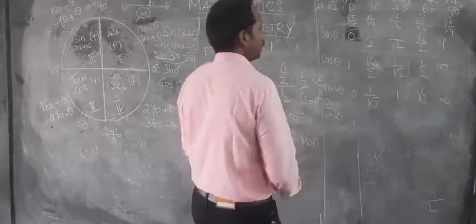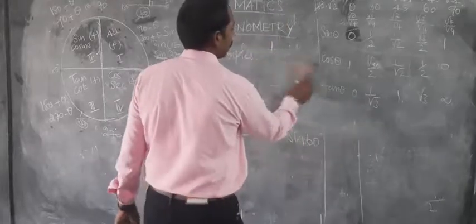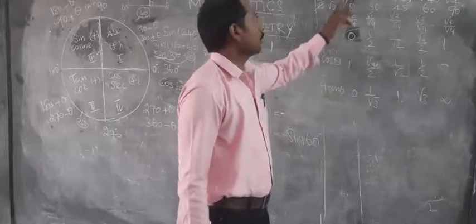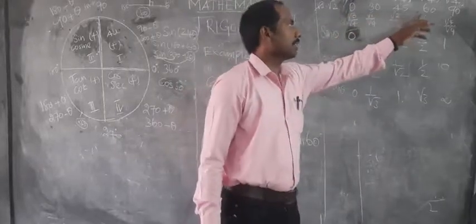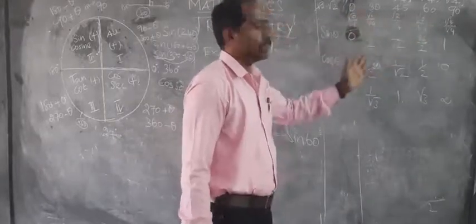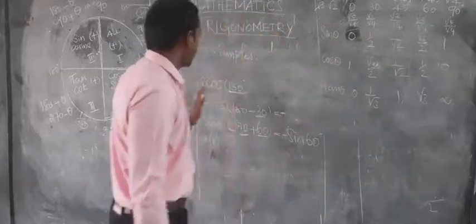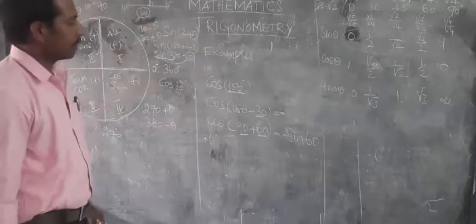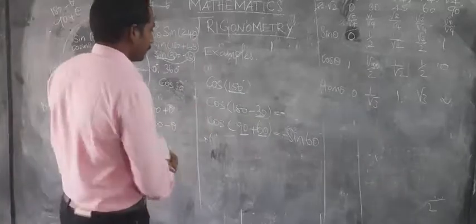This is the basic level. Sin theta, cos theta, tan theta at 0 degree, 30 degree, 45 degree, 60 degree, 90 degree. If you know these very well, you can get the answer for any value using the cofunction formula. Just come to the point.